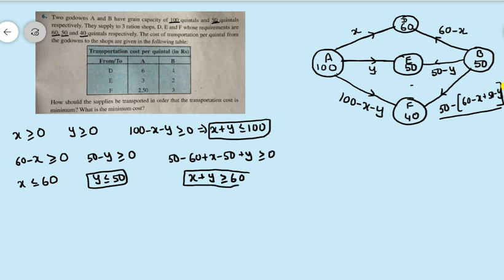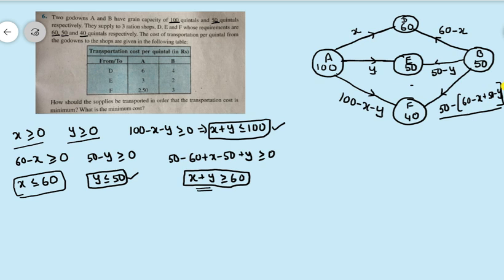These are the conditions we got, right? So first condition x greater than or equal to 0, y greater than or equal to 0. Next condition is x plus y less than or equal to 100, and next one is x less than or equal to 60, and one more we got y less than or equal to 50 and x plus y greater than or equal to 60.